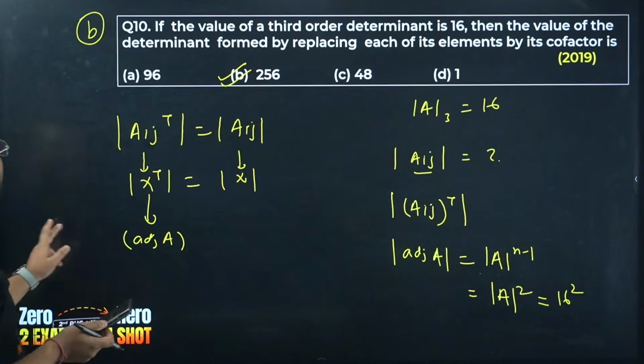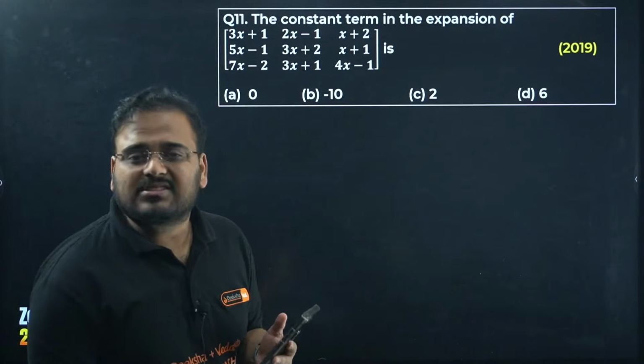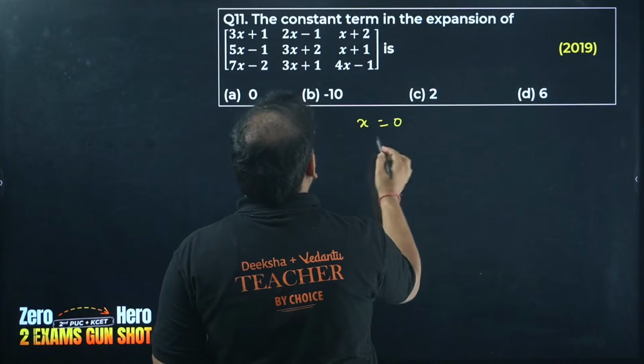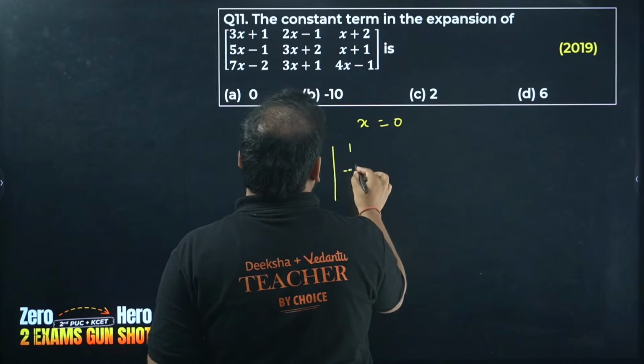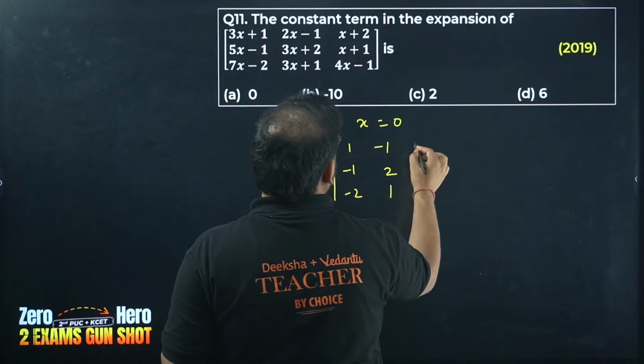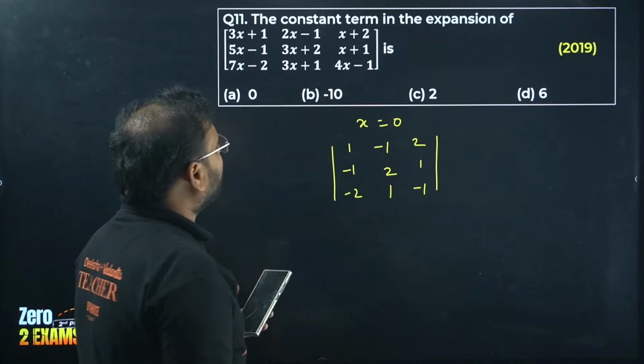Yes. 11th one. The constant term in the expansion. I'm looking for constants, so remove the variables involved. So put all x as 0. You'll get the matrix now as 1, minus 1, minus 2; minus 1, 2, 1; 2, 1, minus 1. Am I right?